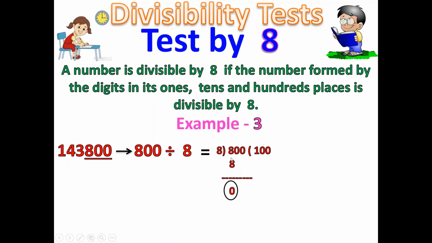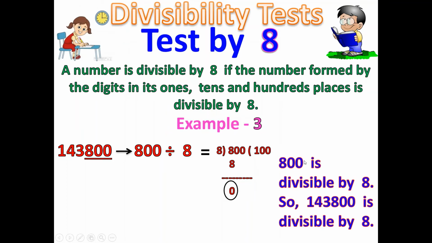Now 8 ones are 8. Now it is over. How do we get the remainder 0? The 0 now does not have value, so we keep 0 in the remainder. And behind the 8 we have 2 zeros, so we have to keep the 2 zeros in the quotient. Okay. Now 800 is divisible by 8. So 1,43,800 is divisible by 8.